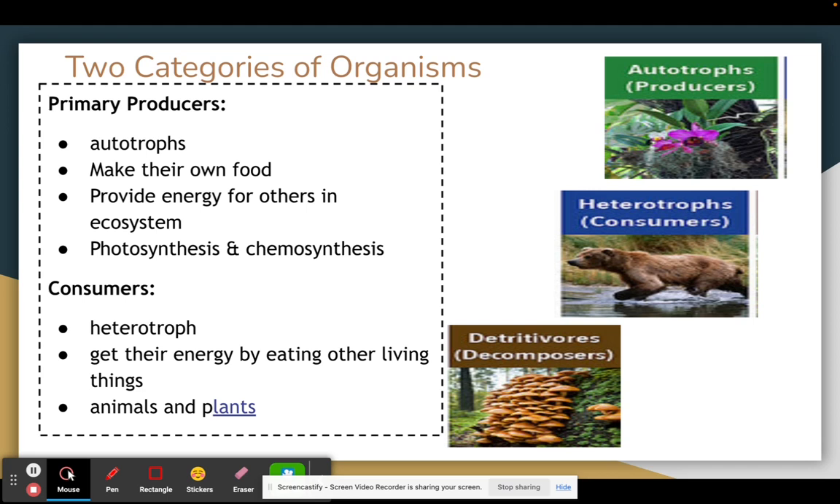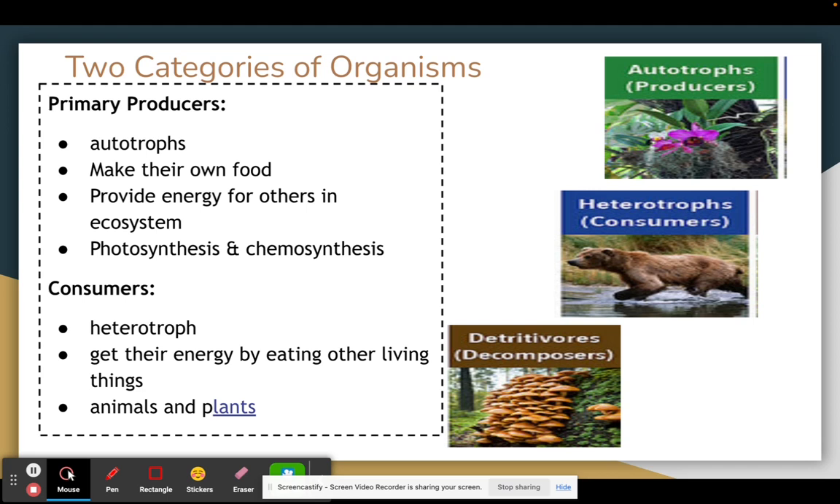Now, within your primary producers, you have your autotrophs, which we know are self-feeders. Those are the ones that make their own food, and they provide the energy for everybody in the ecosystem, because the autotrophs will be consumed by the heterotrophs, and other heterotrophs will consume one another, providing that foundational level of energy for all organisms in that ecosystem.